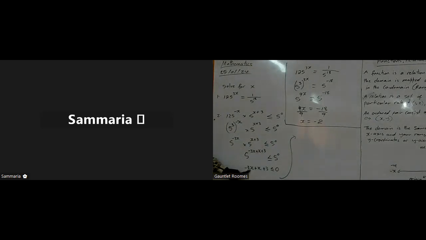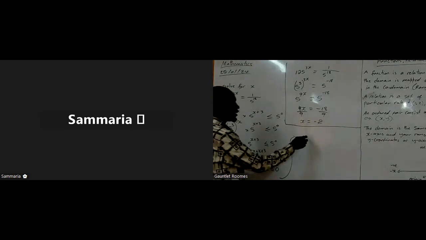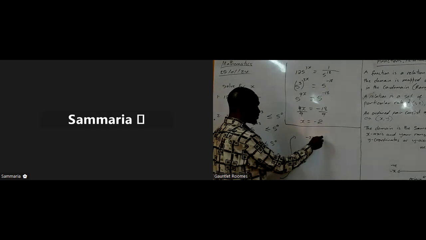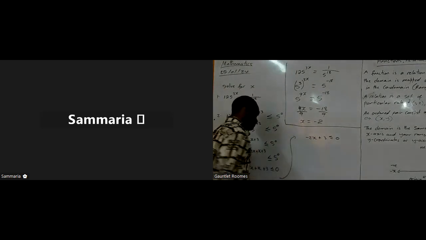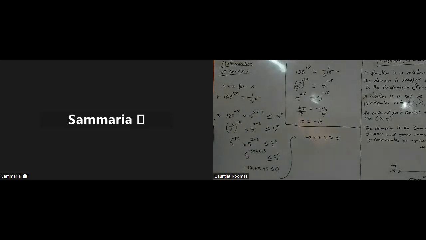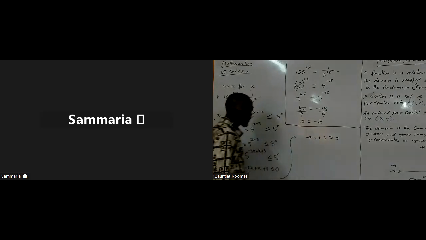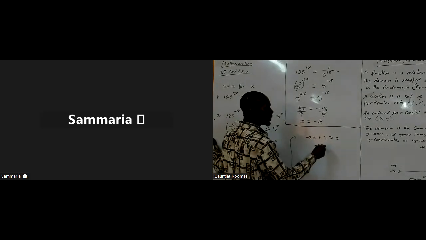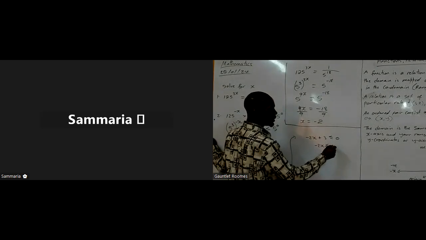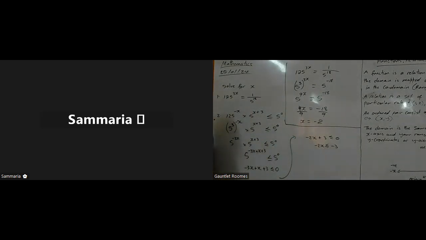So negative 3x plus x leaves us with negative 2x plus 3 is less than or equal to 0. So what do I do from here, sir? Bring over the single term because we are solving the single equation in the equation. So we bring the single term over. So we have negative 2x less than or equal to negative 3. Bring the 3 over, it becomes negative 3.